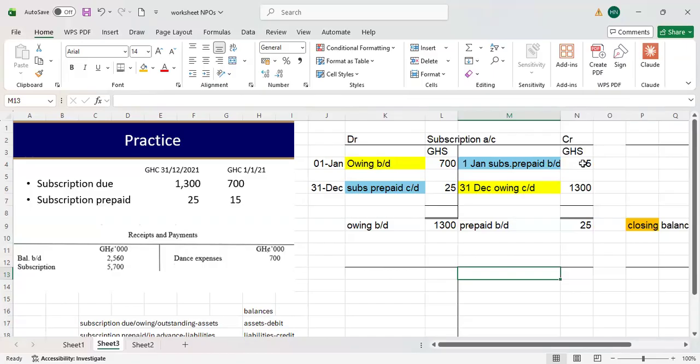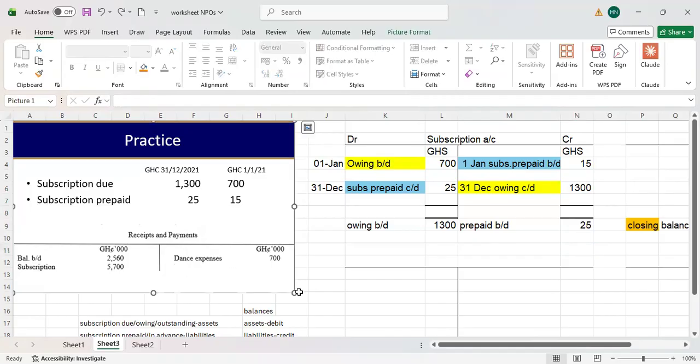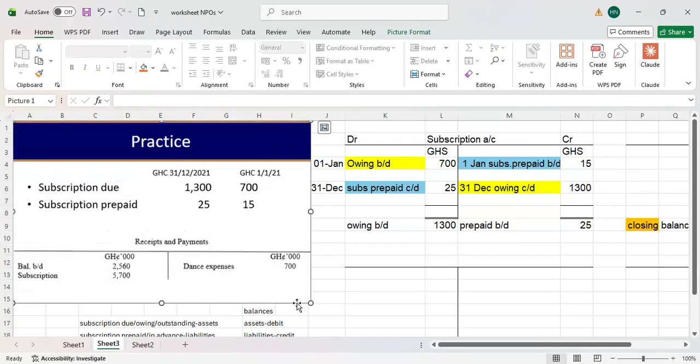Now we need to check whether the balances are equal. So if we add this, we're having 1315. If we add this, we're getting 725. Now we are not done. So we need to check out. You see that the account hasn't balanced. We go to our receipt and payment account and check whether we have any information about subscriptions.